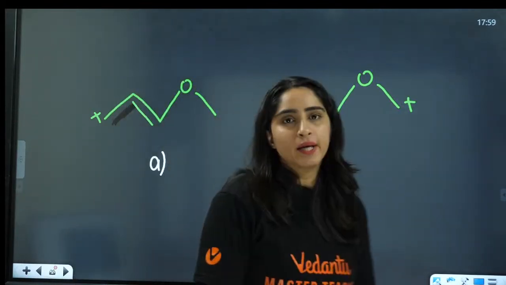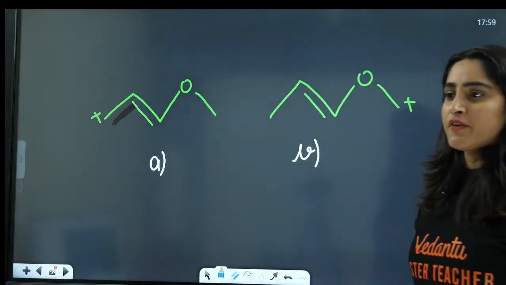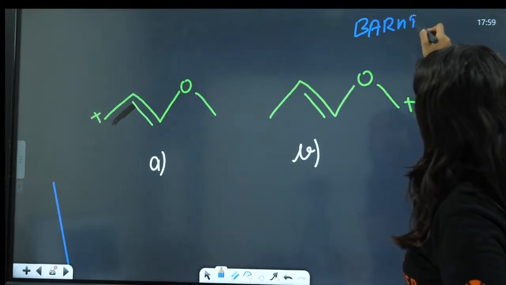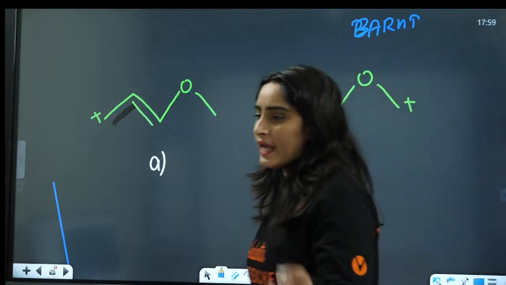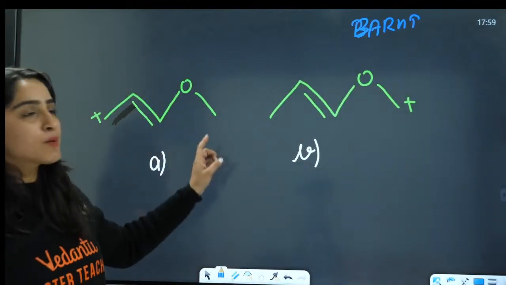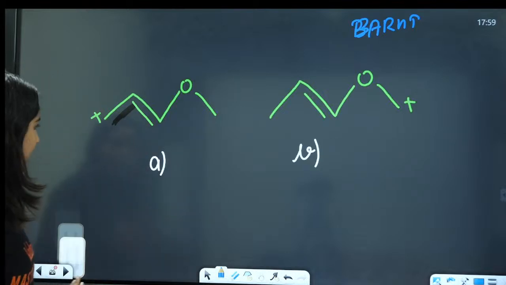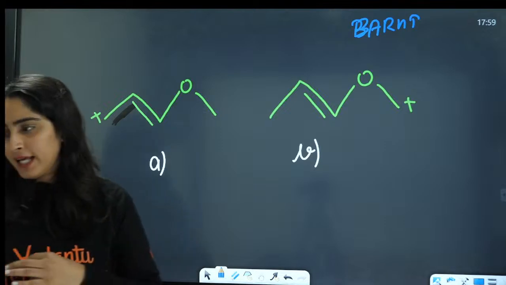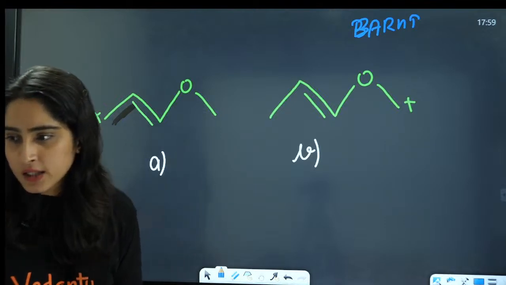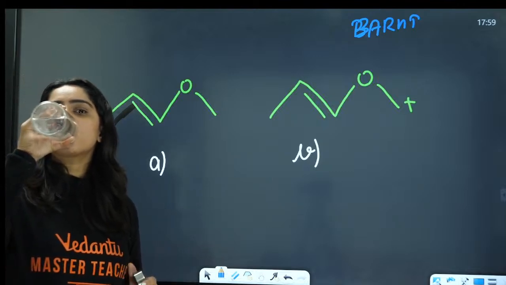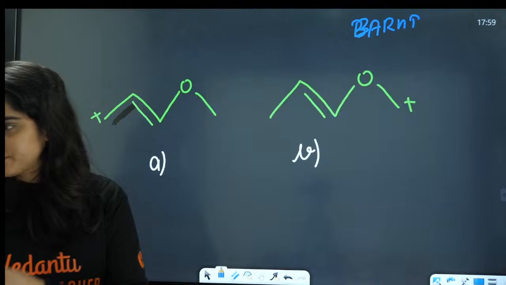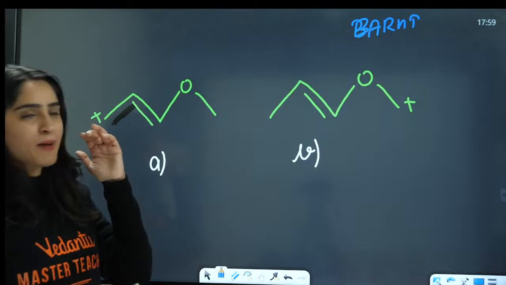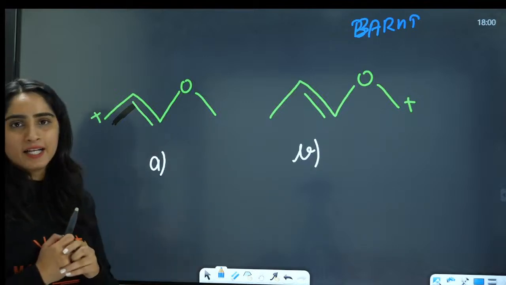Now tell me, which is more stable, which is less stable? This is BARHI. Can you see back bonding in A or B? In which of A or B can you see the back bonding? Everyone in the chat box, can you see back bonding here? Yes, they got it.